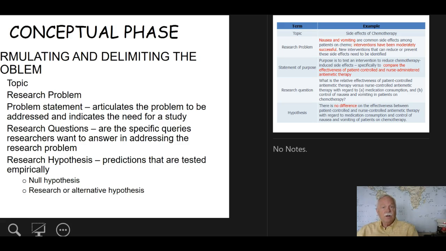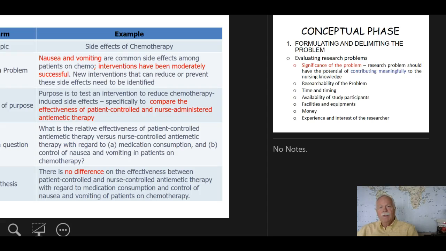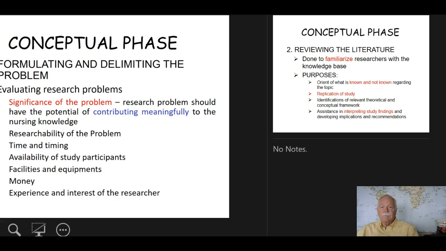And there could be the null hypothesis, which means X does not cause Y, or the alternative hypothesis where X causes Y. So these are just some examples here of a research problem. And I'm not going to spend a lot of time going over them due to the limited time I have on this video recording. But you can look at the slide to get a better understanding.